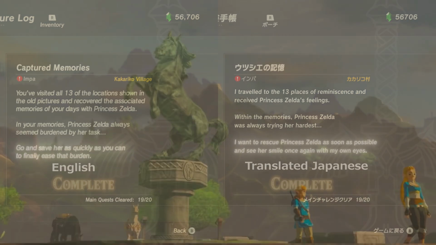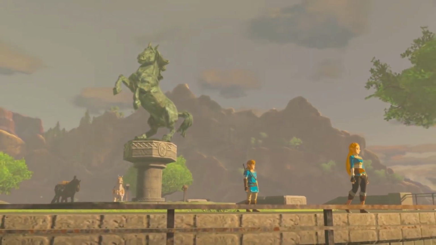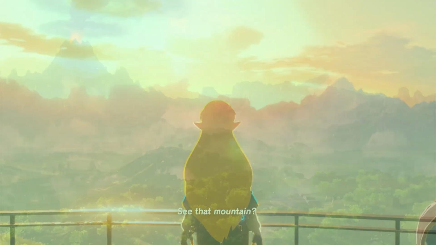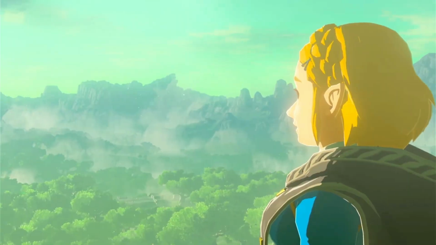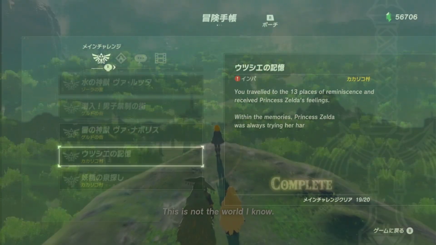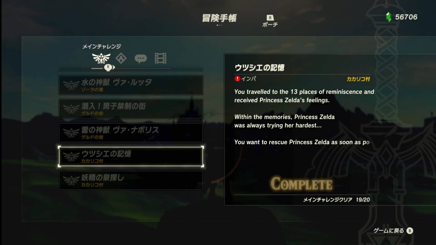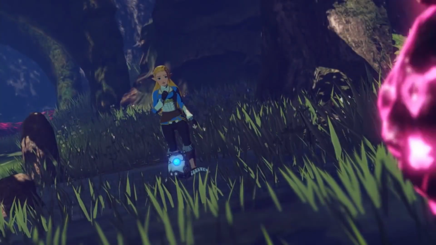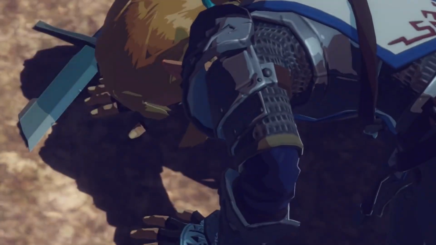It's not that the people who localized the Japanese text wanted to deviate from the first person and the contents of the entry, it's that, due to the nature of the English language, they likely decided that it would sound more natural than something like, "You want to rescue Princess Zelda as soon as possible, and you want to see her smile once again with your own eyes." With that said, I certainly feel like the Japanese version is more impactful because of how personal the language used in the entries feel. Again, something that is challenging to convey in English.